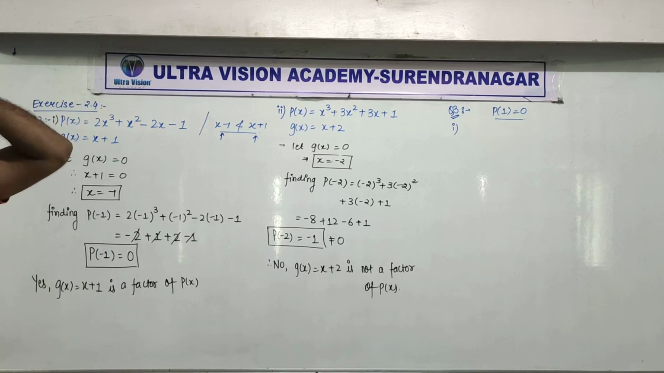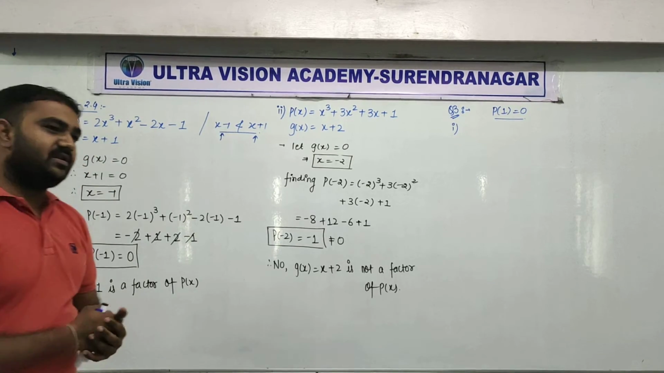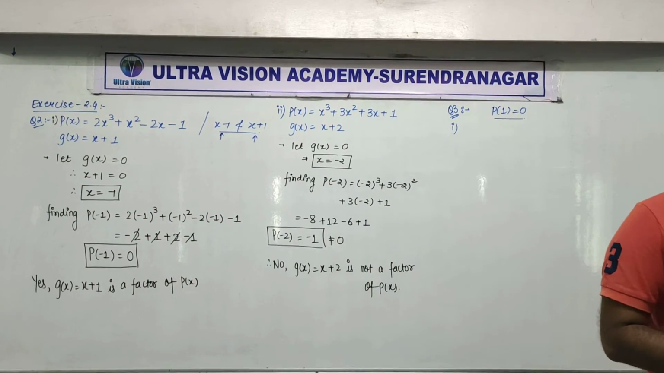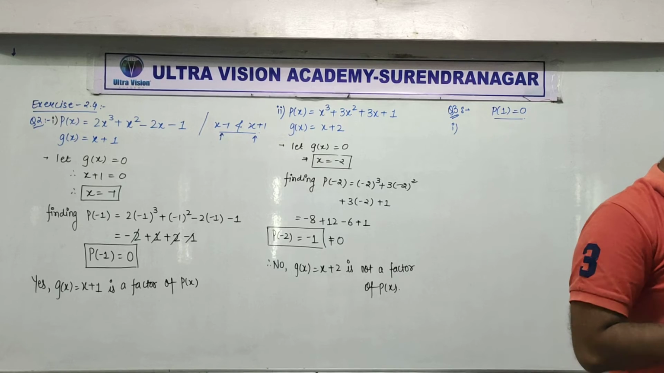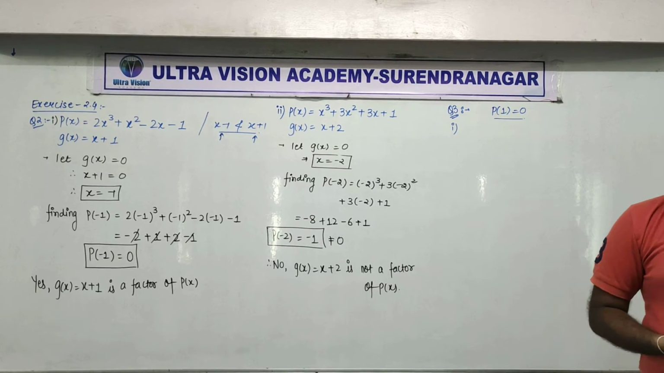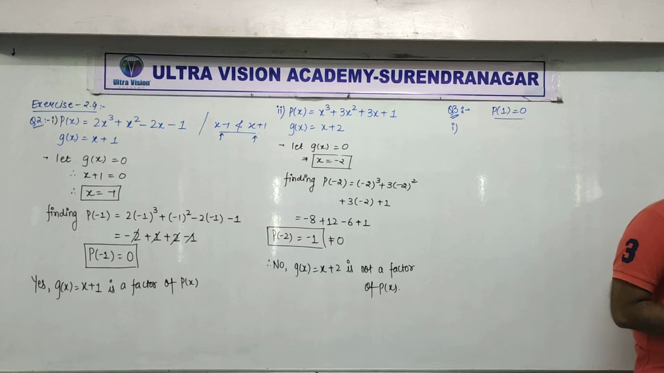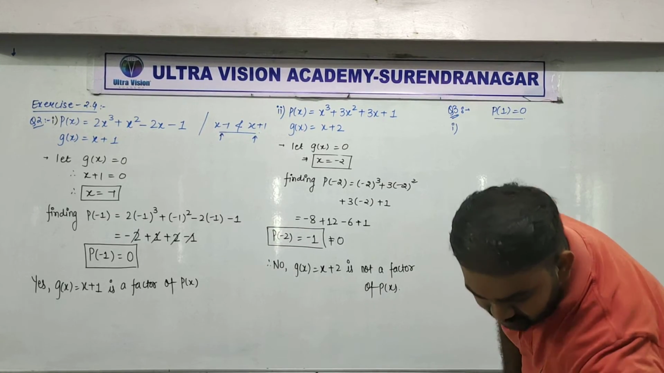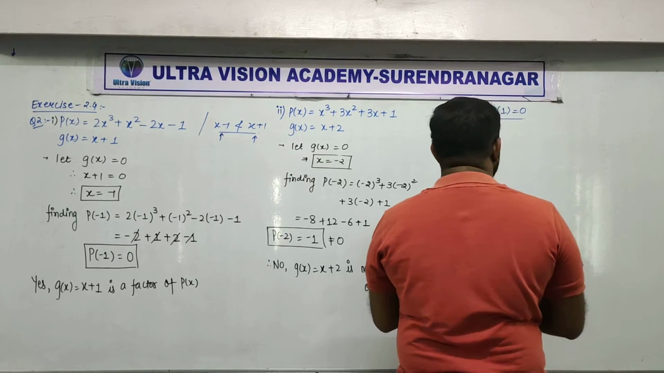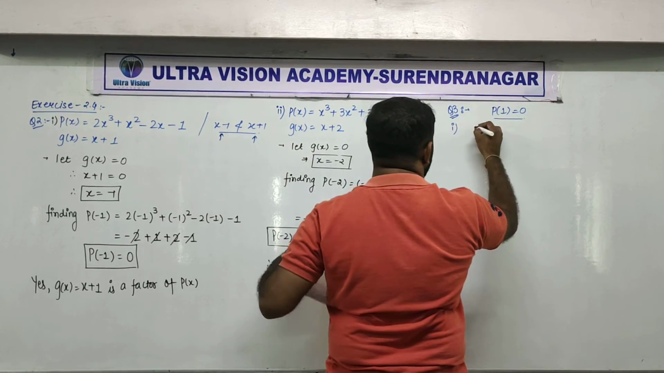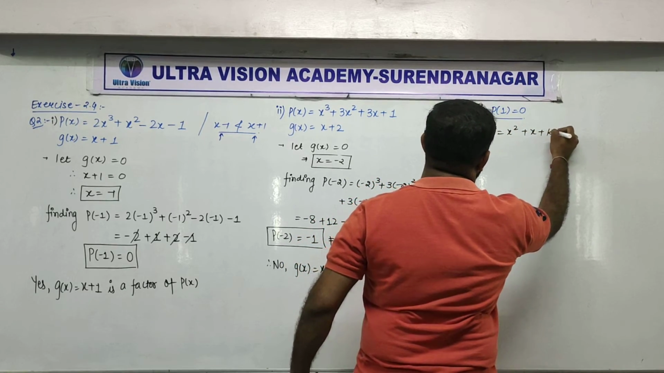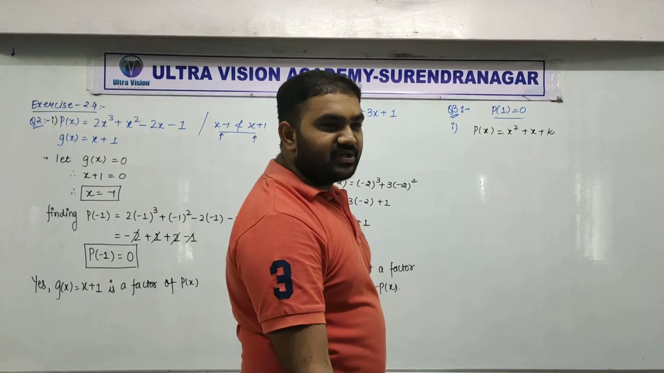Ready? So what shall we use in every question? P of 1 equals 0 because we already know the second statement of factor theorem. If x minus a is a factor of p of x, then p of a would be 0. So x minus 1 is a factor of p of x, then p of 1 would be 0. So in the first question, what is p of x given to us? x square plus x plus k. So p of x is equal to x square plus x plus k. Right? What shall we use?